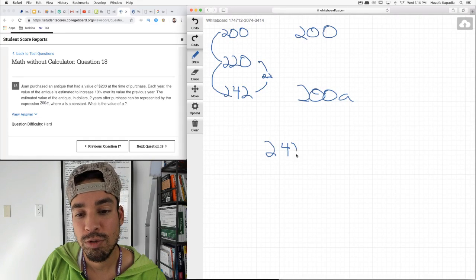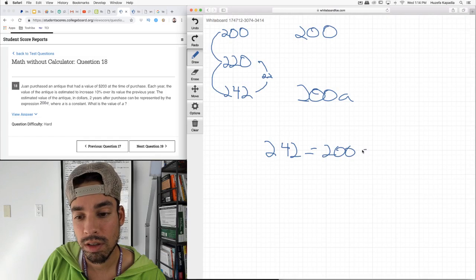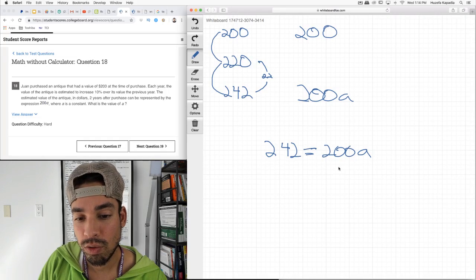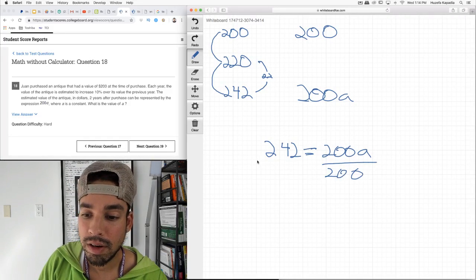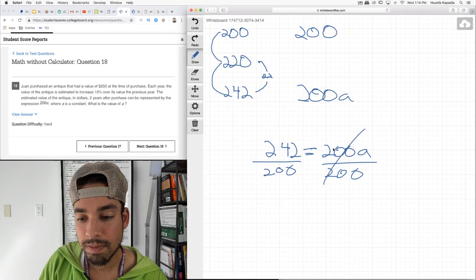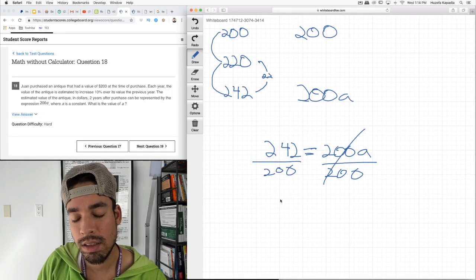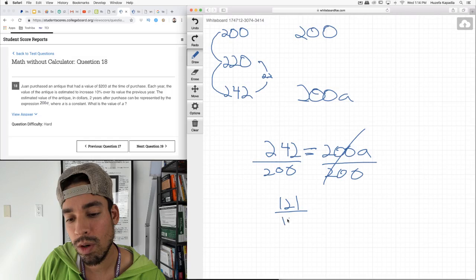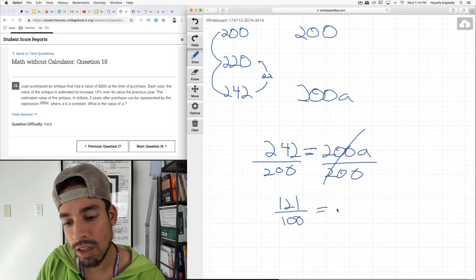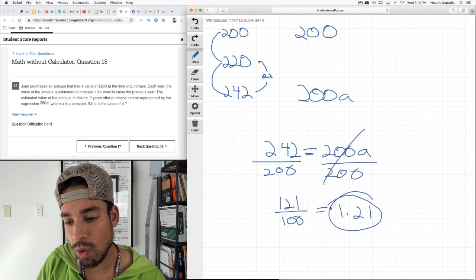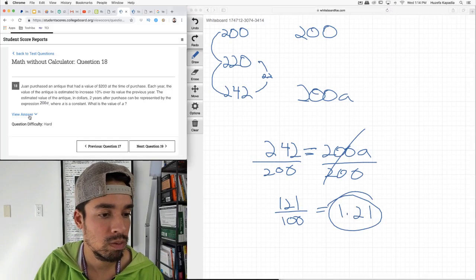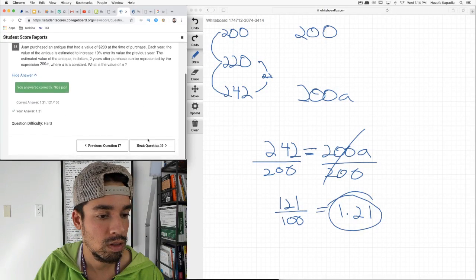Which means that 242 equals 200A. So to solve, divide both sides by 200. And this is actually like 121 divided by 100. Again, it's no calculator, which simplifies to 1.21. And that's what A equals. Yep, 1.21.